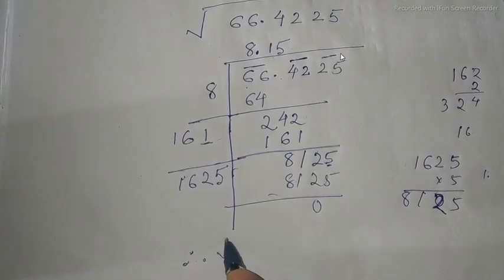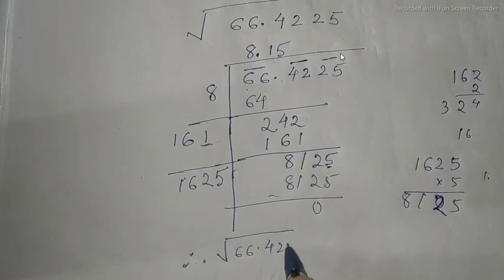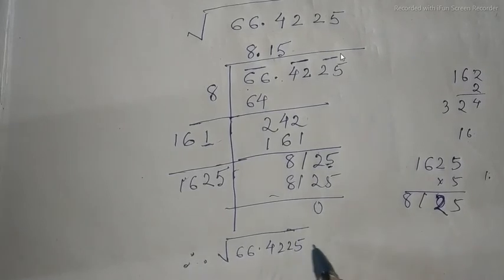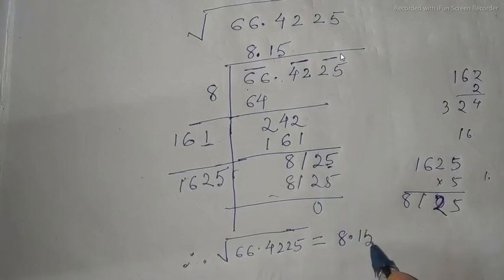Therefore the square root of 66.4225 will be 8.15.